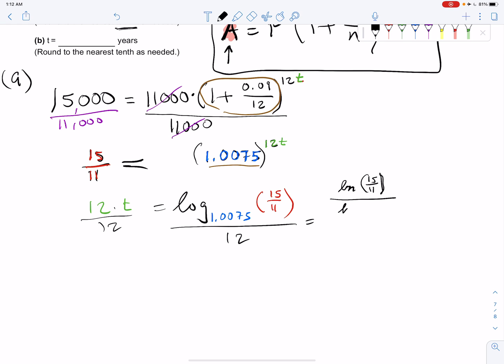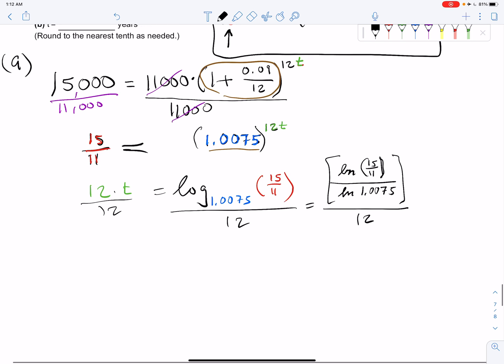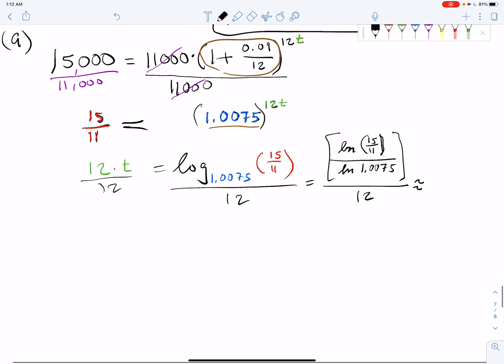Then divide it by the natural log of 1.0075. And then hit the enter button. And once you get that quotient taken care of, then divide it by 12. In some calculators you have to be real careful with your parentheses, since the makers have slightly different protocol. But when you plug that in the calculator properly, you will get, and I already rounded it to the nearest tenth, 3.5.